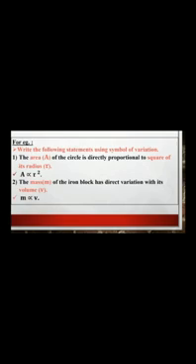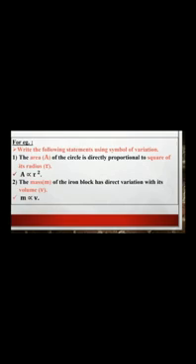X alpha Y is written in the form of an equation as X is equal to KY, where K is a constant. X is equal to KY, or X upon Y is equal to K, is the equation form of direct variation, where K is the constant of variation.